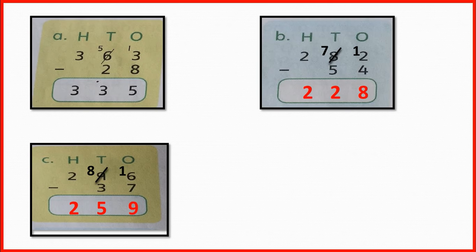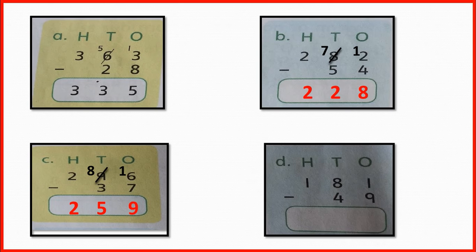Now let's do another question. Here we need more ones to subtract 9 from 1. So we take 10 from the tens column and change it into 10 ones. Now there are 11 ones and 7 tens are left. Now we can subtract 9 from 11.